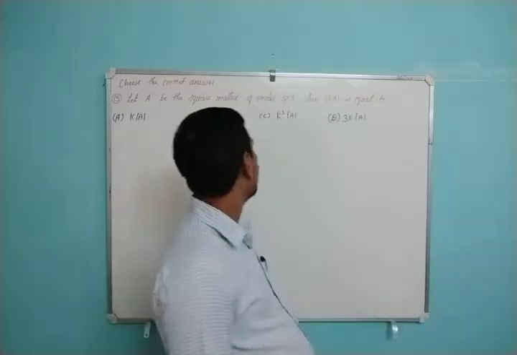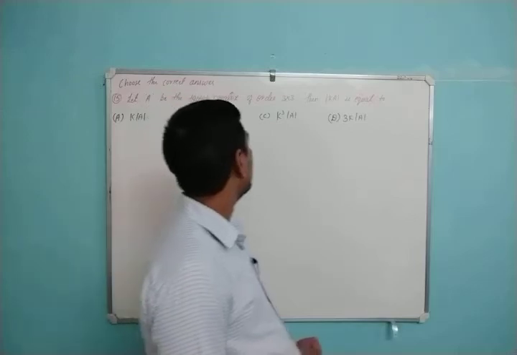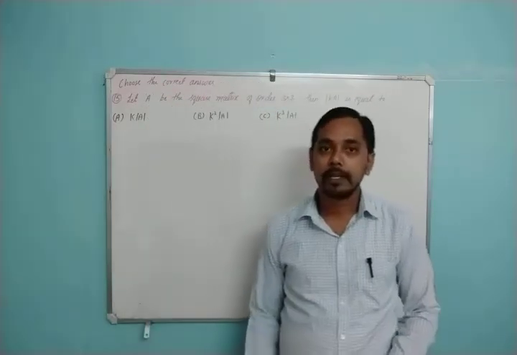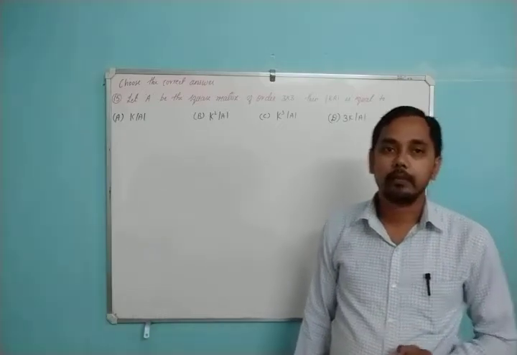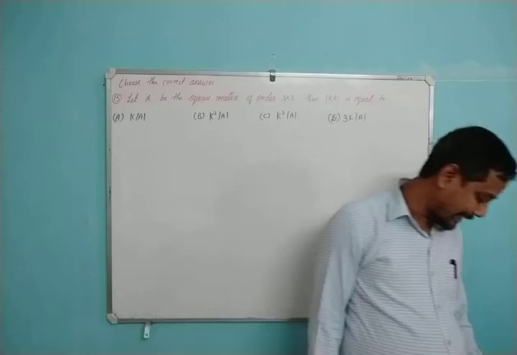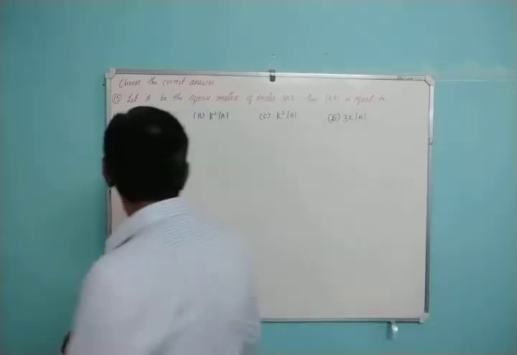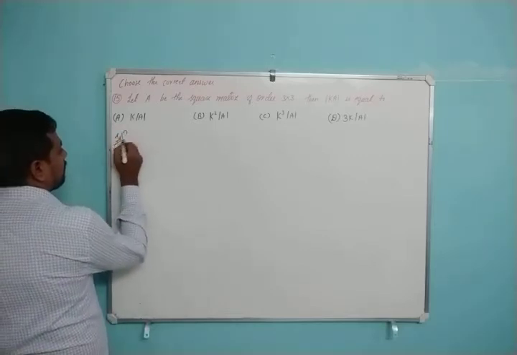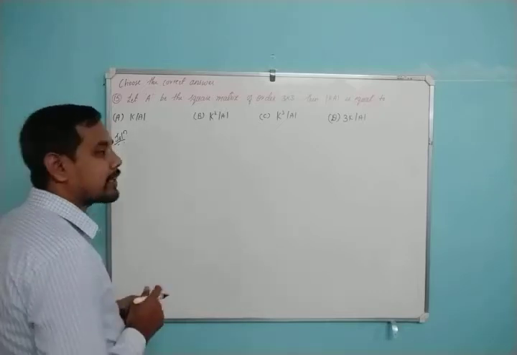So what was the first one? That is the 15th question. Let A be a square matrix of order 3 cross 3. Then what is the determinant of K into A? That was our first objective. So how to do this one? Fine, let's assume a matrix.